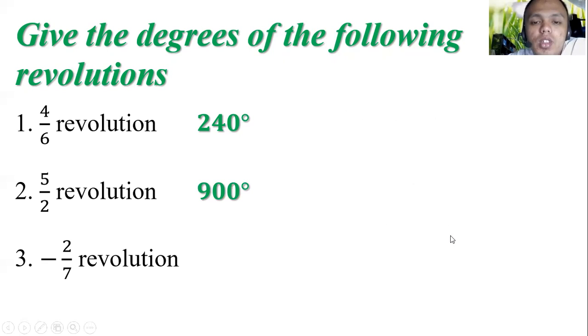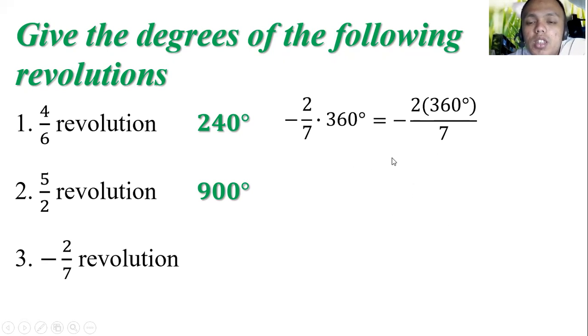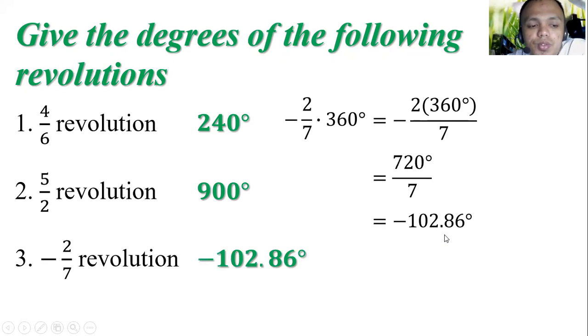Number 3, negative 2/7 times 360 degrees. We have 2 times 360 degrees equal to 720. Divide by 7, and that would be equal to negative 102.86 degrees, rounded off.